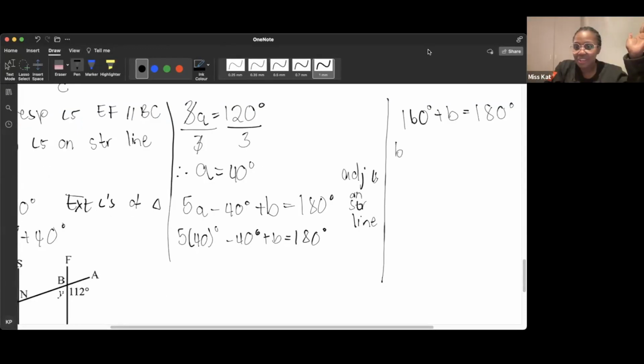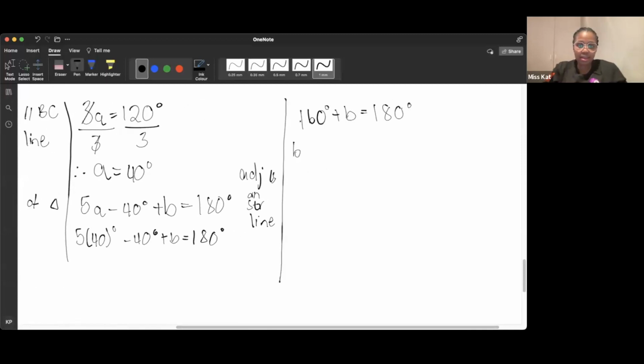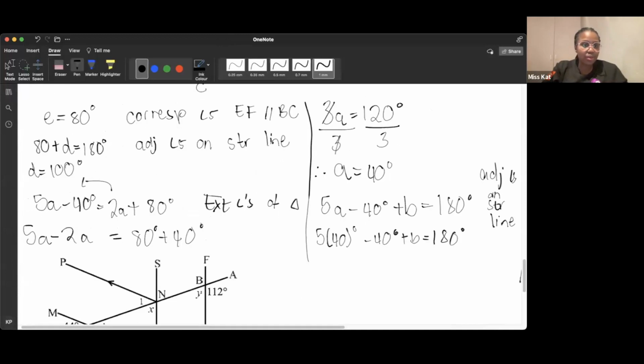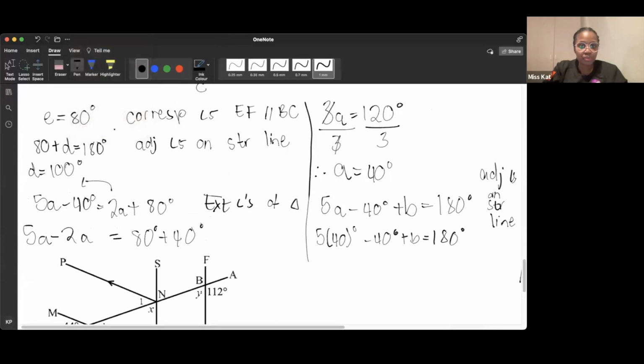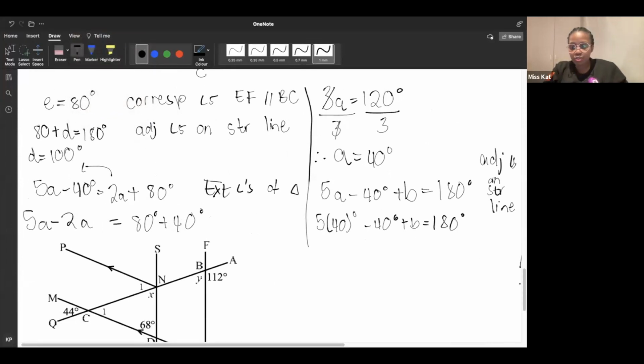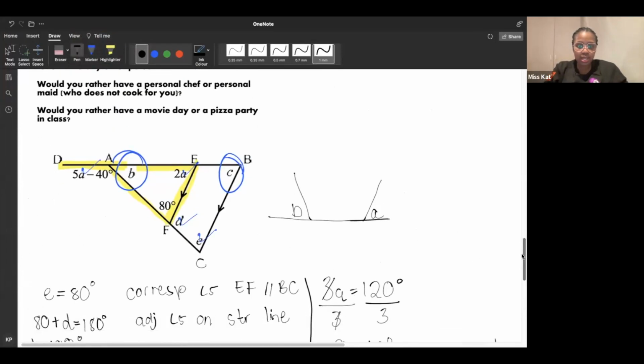Ropafatu, you're doing so well. Are you still there? Yes, ma'am. Okay, let's finish off. B is equal to 20. There we go. Beautiful. Ropafatu, see, you know this. Very good. Now we still have something else to do. We have one more variable to solve for, which is C.